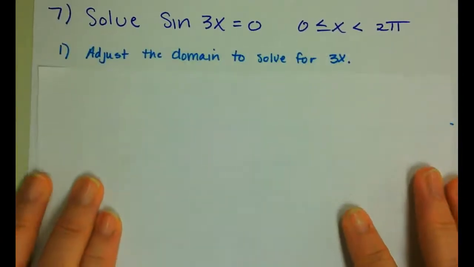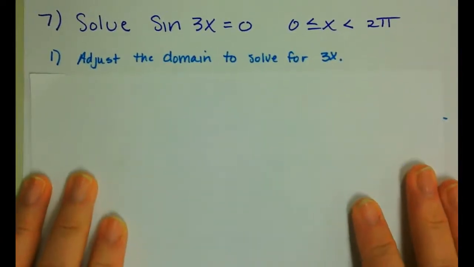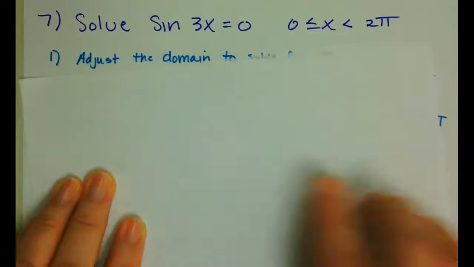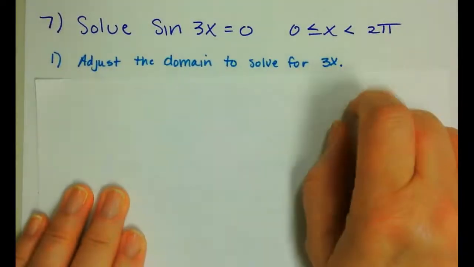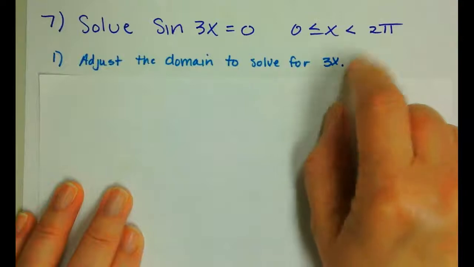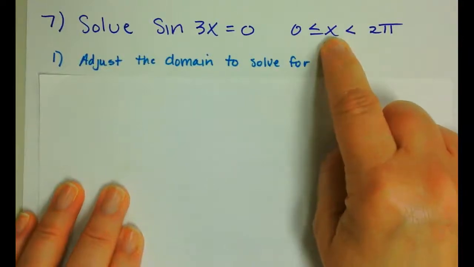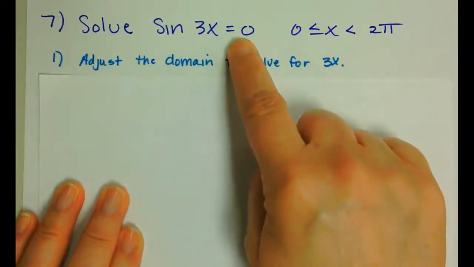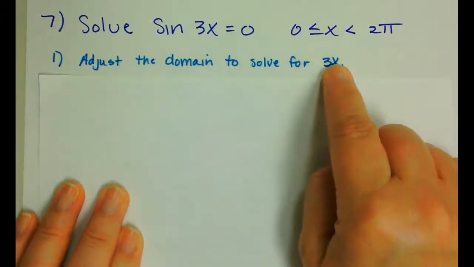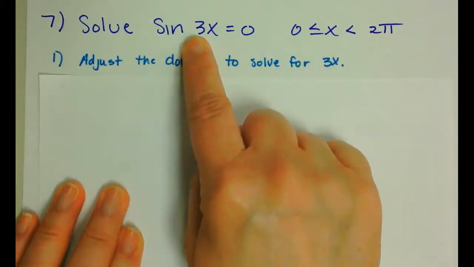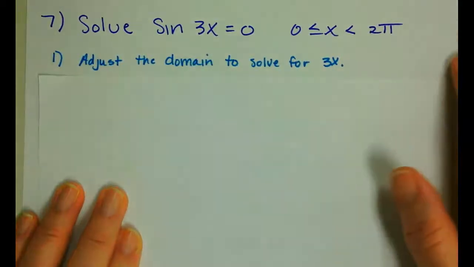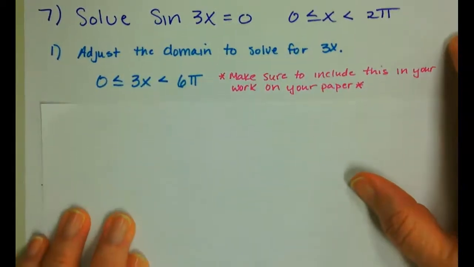So the first thing we're going to do is get into the habit of adjusting our domain, because we're solving for 3x, not just x. We didn't do that before because we were going to build into it today. But remember, this is the original domain for sine of 3x equals 0, and we want to solve for 3x. So that means, remember, a 3 right here is a horizontal compression by 1/3, so we're going to adjust our domain to reflect that.